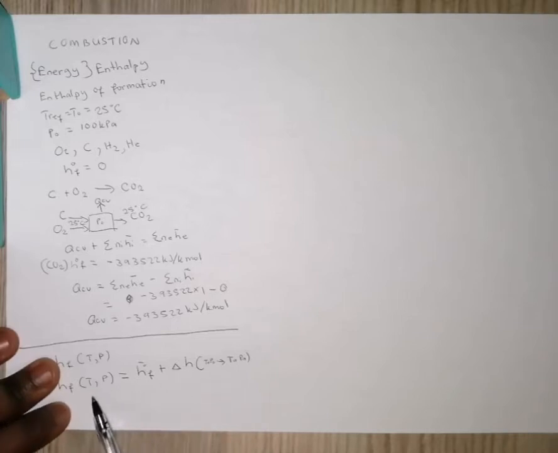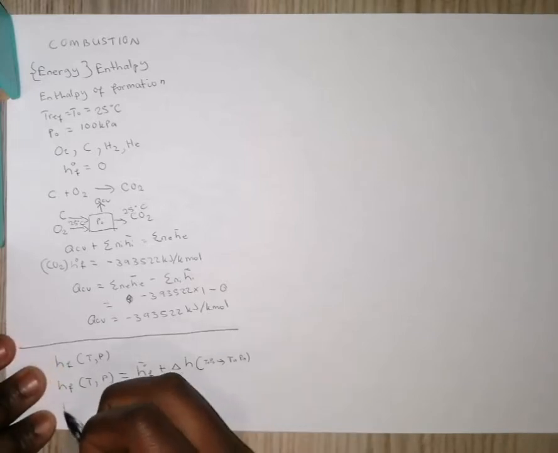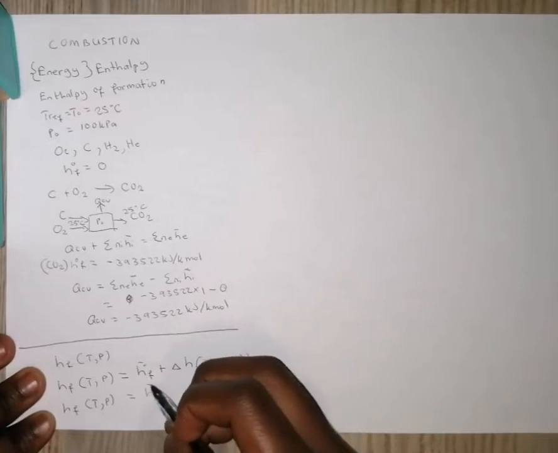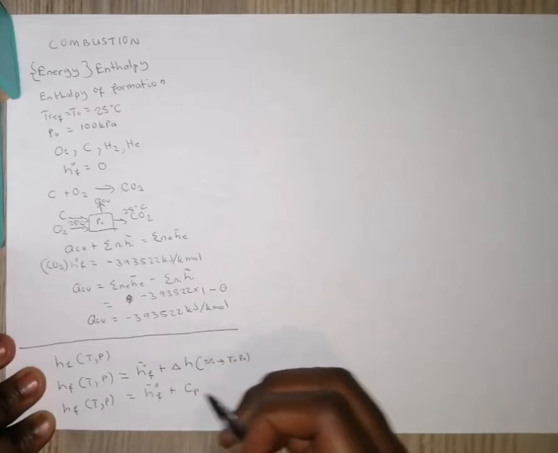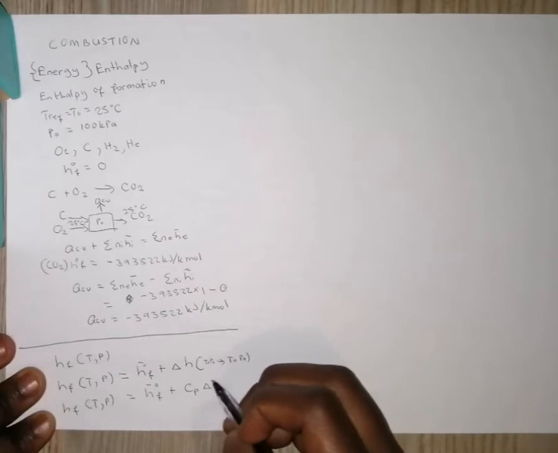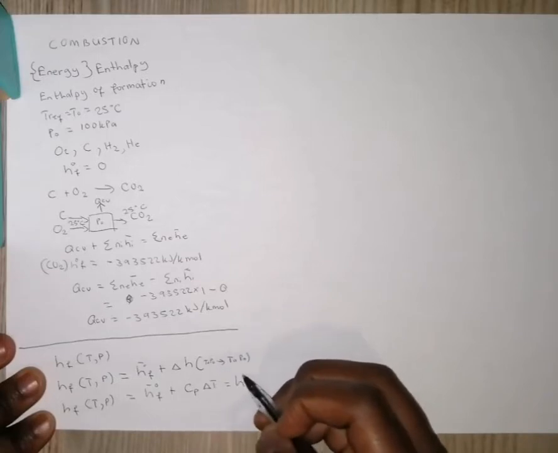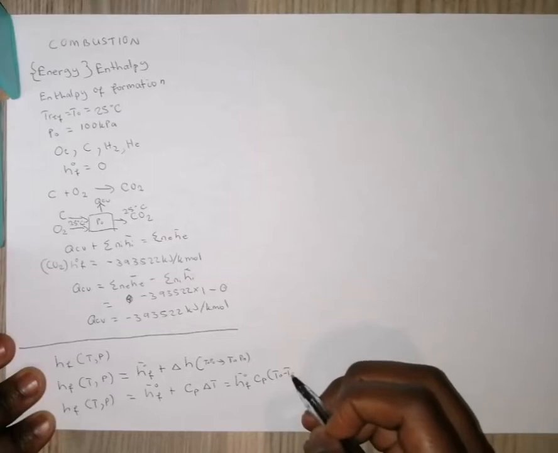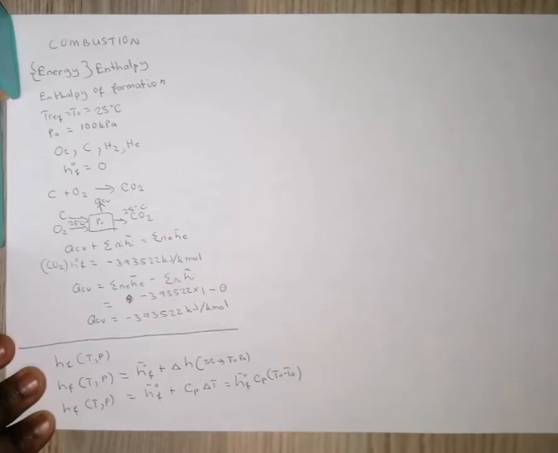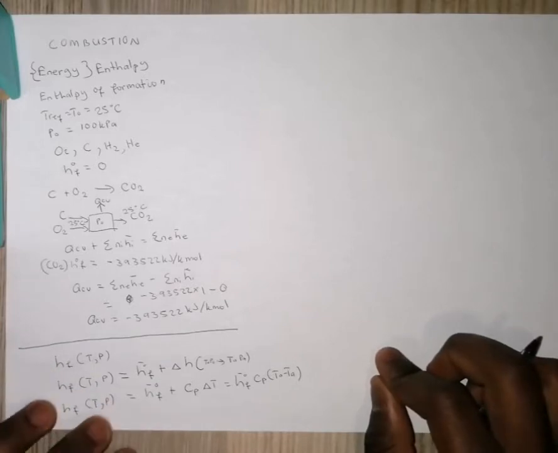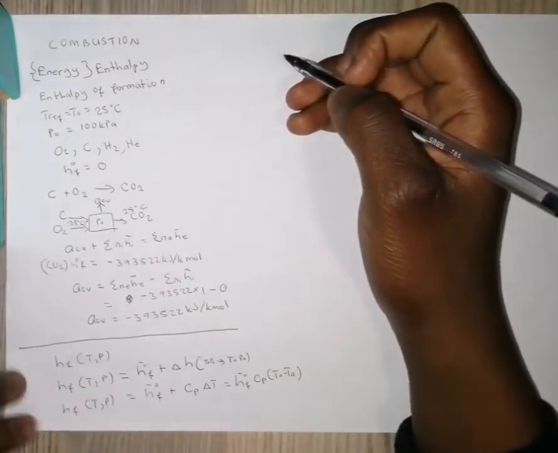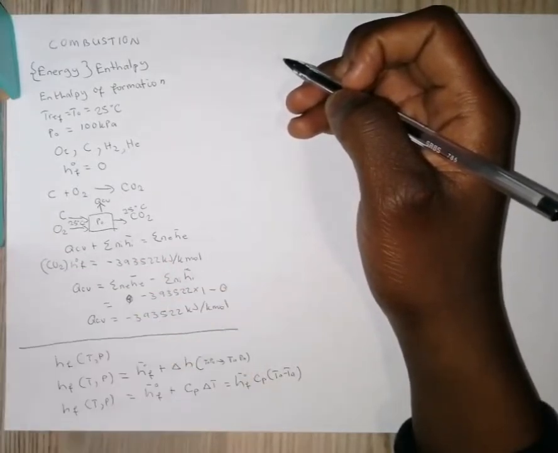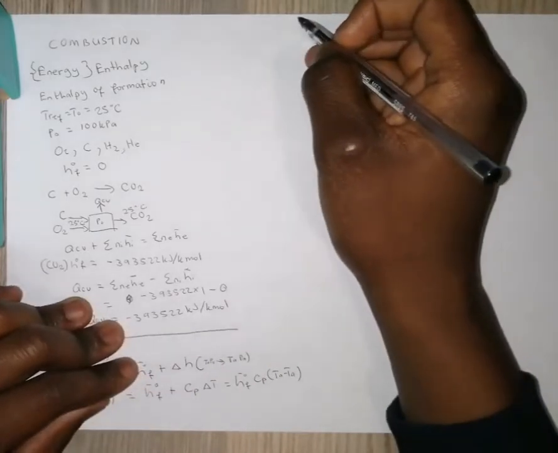So let's say, for example, we had a pure gas, looking for the enthalpy of formation of an ideal gas. It will be equal to HF0 plus Cp times change in T, which is equal to HF0 plus Cp times (T actual minus T0). Now, this is the enthalpy of formation for just one substance or one molecule, not for the whole reaction.